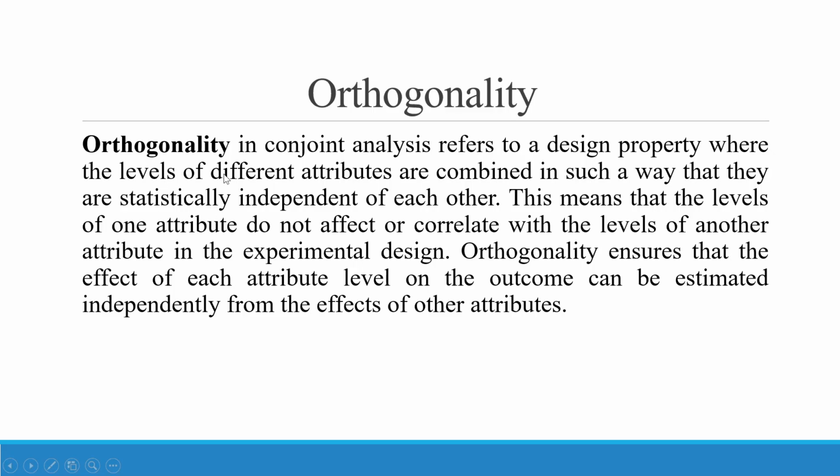Orthogonality. Orthogonality in conjoint analysis refers to the design property where the labels of different attributes are combined in such a way that they are statistically independent of each other. This means that the labels of one attribute do not affect or correlate with the labels of another attribute in the experimental design. Orthogonality ensures that the effect of each attribute label on the outcome can be estimated independently from the effects of other attributes. Now in the next slide, I will explain the concept of full profile and orthogonality.